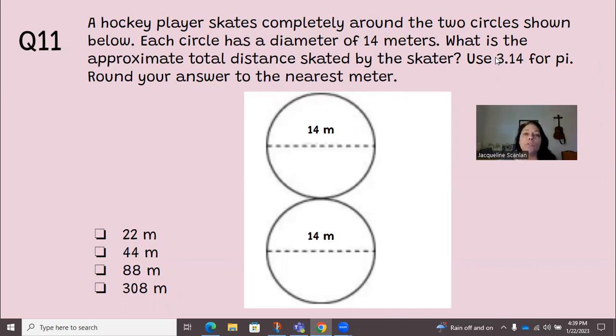All right, let's read that question again and try to figure out what we are actually being asked to find. It says a hockey player skates completely around the two circles shown below.